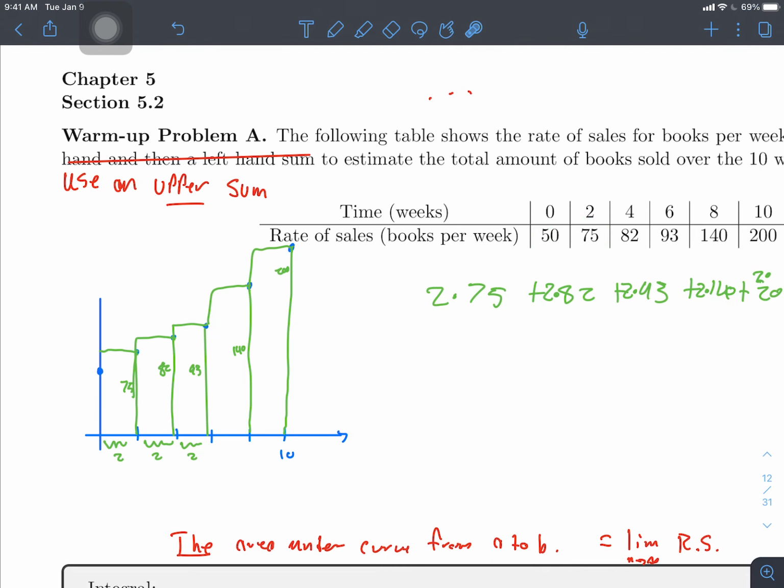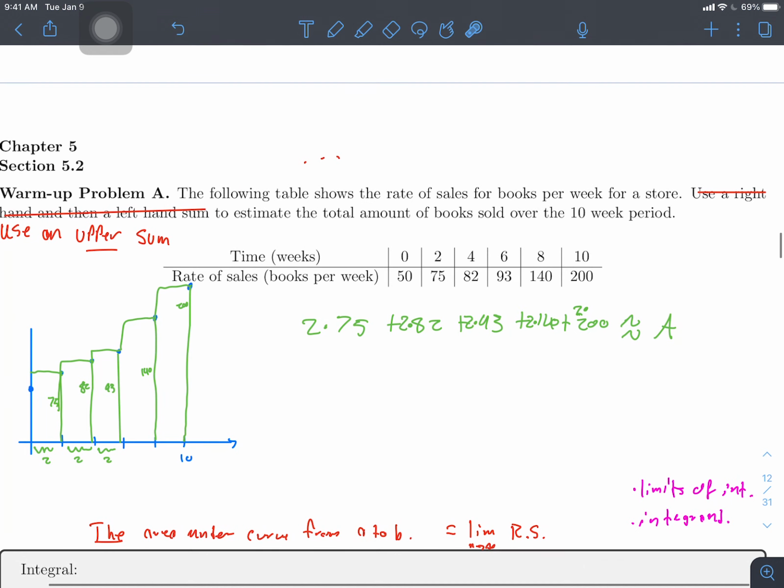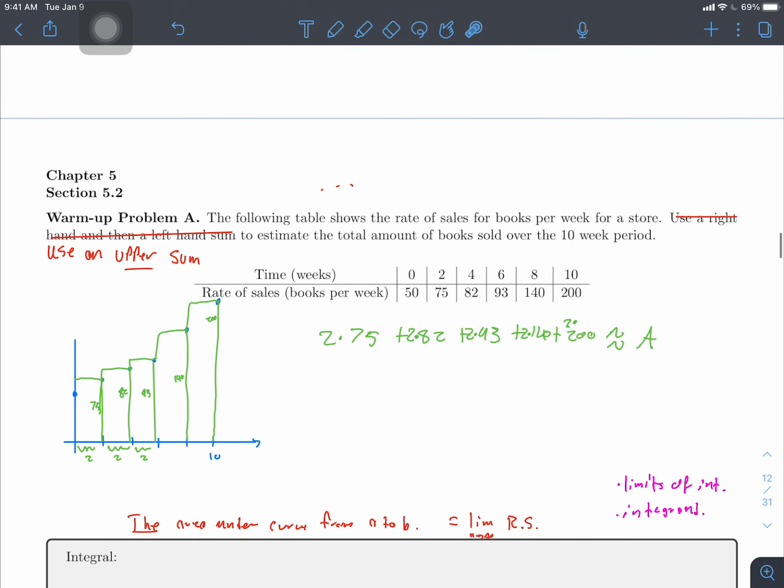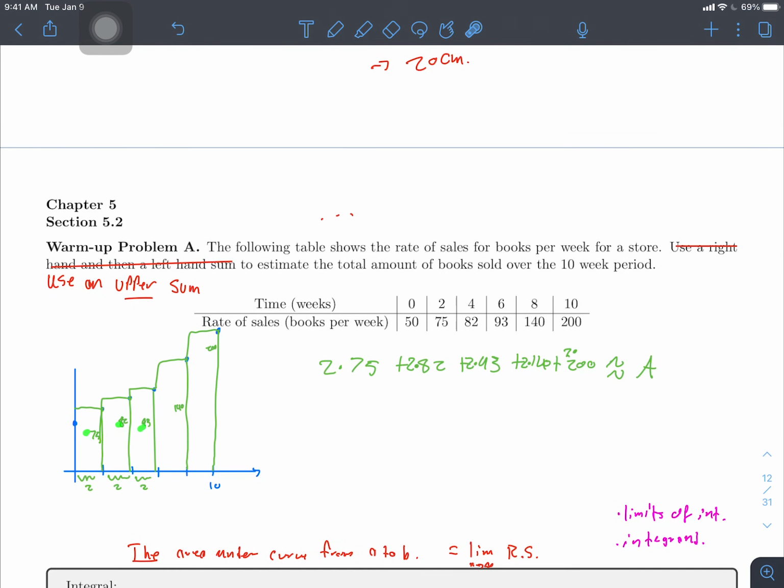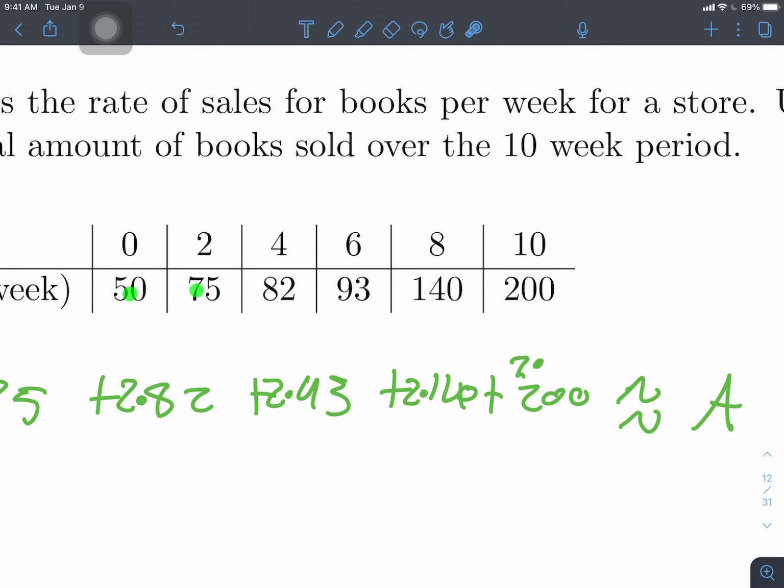Okay, so it might be a little bit confusing here because we have 5 rectangles, okay? But in our table, we've got 6 numbers, right? So we need to remember we're just picking one of the numbers for each subinterval. So rather than thinking about having 6 rectangles because I have 6 numbers, what you need to think about is having 5 rectangles because I have 1, 2, 3, 4, 5 subintervals.